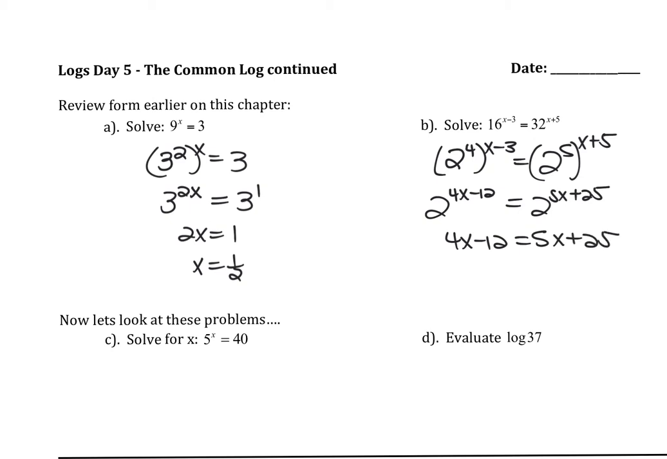So we get 4x minus 12 equals 5x plus 25. I will subtract 4x. I will then subtract 25. And our answer will be x equals negative 37. No need to check either one of these answers because x is in the exponent position. This is not a log equation where we're looking for positive values for the base and the argument.